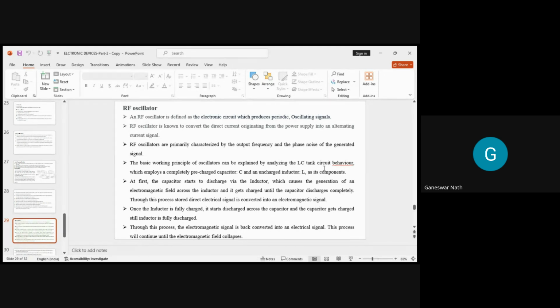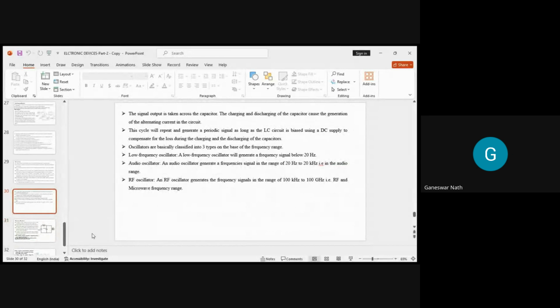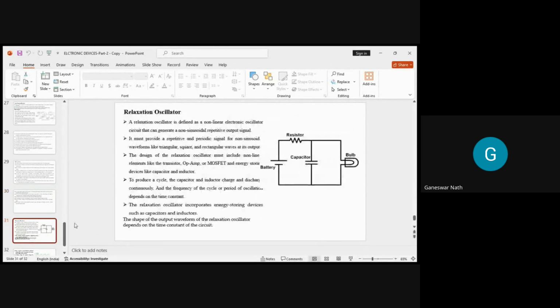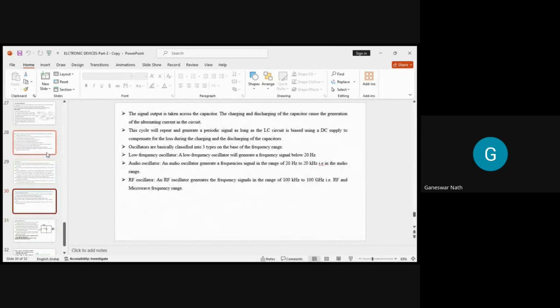So you may have ideas about the LC circuit. Due to the oscillations of the LC circuit, we can get RF. The RF oscillator basically comes down to the Hartley oscillator and the Colpitts oscillator, which you may have read about. Okay, so you can see here these are the different types of linear oscillators, which are based on this radio frequency range.